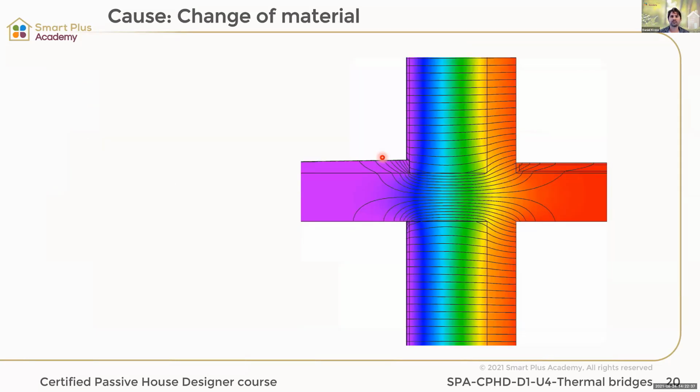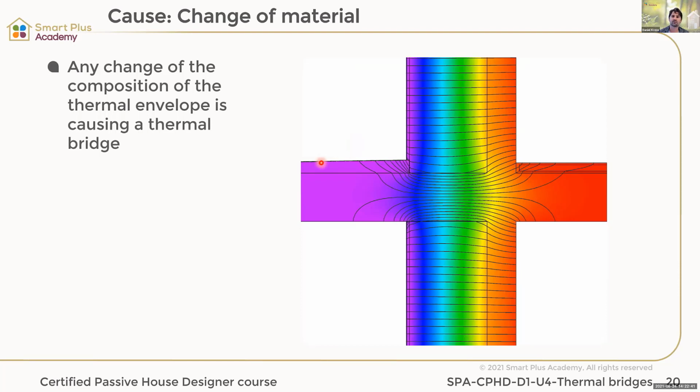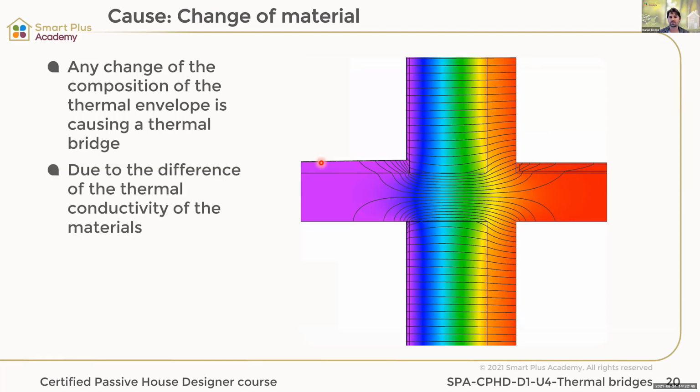A change of material, the composition of the material, is also causing a thermal bridge. A difference in conductivity of the material also creates a thermal bridge. And a good indicator of thermal bridges is our lines. If these colored lines are parallel to each other, then we have no thermal bridge. As soon as they start to have a curve, then we have a thermal bridge.